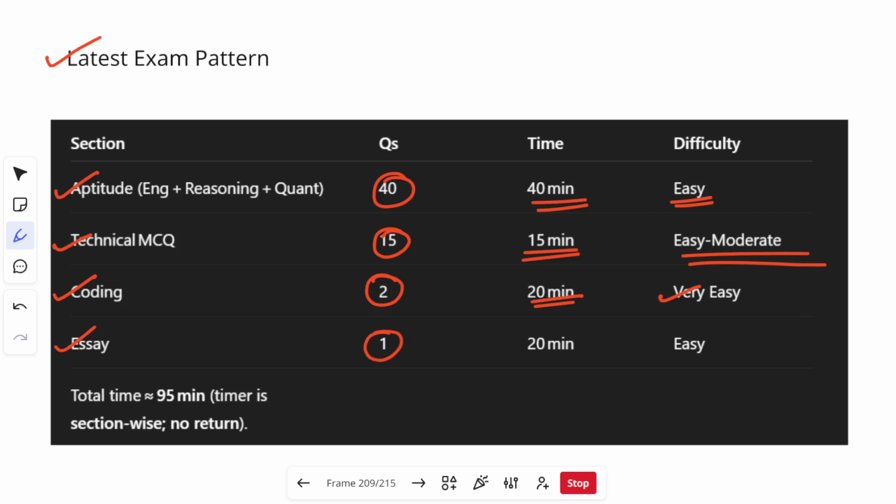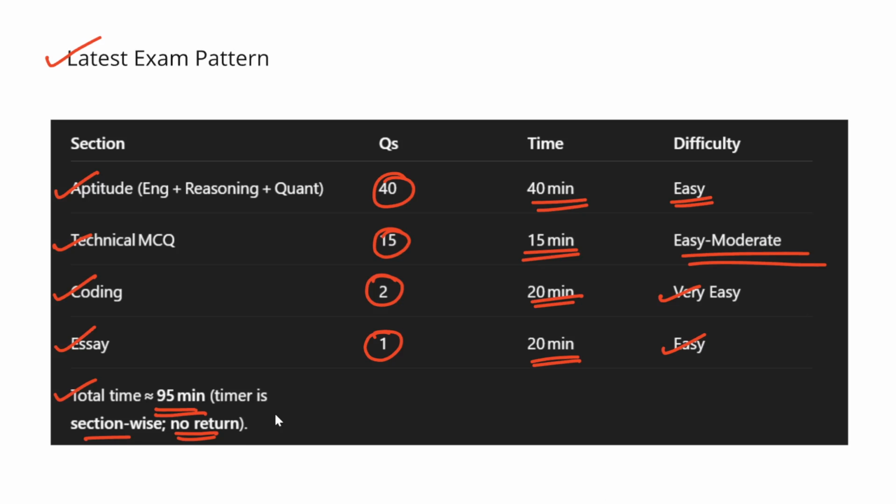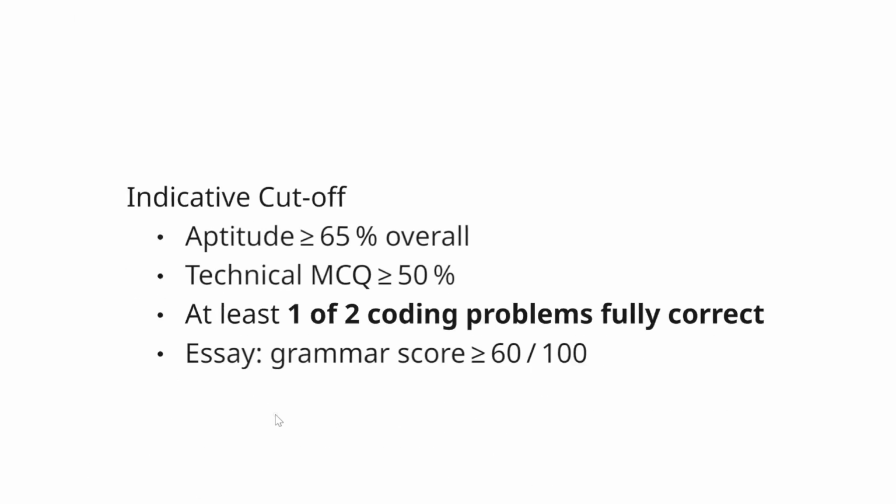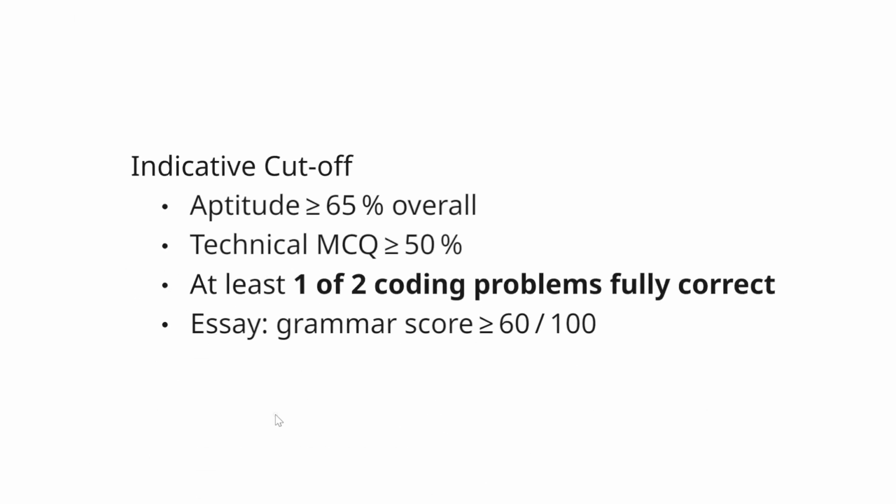Essay questions, there will be one essay question and you will be getting 20 minutes, and again the essay will also be easy, you just have to write it on the topic given to you. Now the total time for the assessment is going to be 95 minutes. Timer is section wise, and you can't return to the previous section. Okay, so be aware of that, and appear for it accordingly. And guys, there will be no negative marking, so don't worry about leaving any of the questions. Make sure that you attempt all the questions. Okay, and guys, I highly recommend that at the start of the assessment you will be given some instructions, so make sure to read them, because there might be some changes.